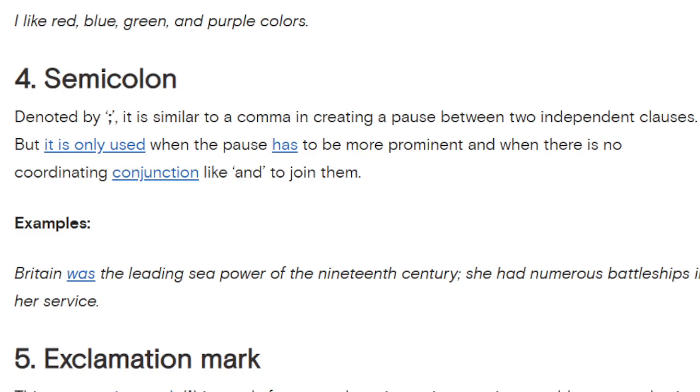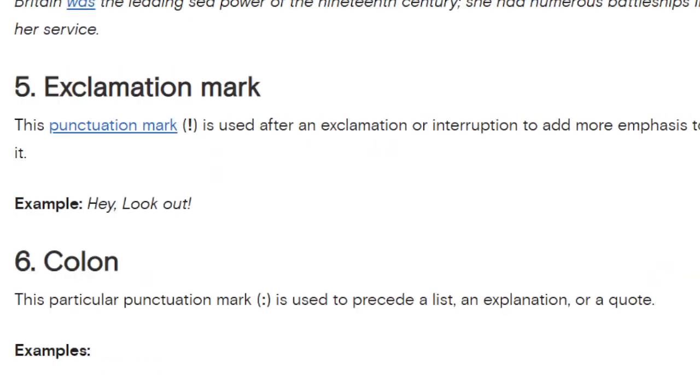Next is exclamation mark. The punctuation mark is used after an exclamation or interruption to add more emphasis to it. For example, hey, look out!